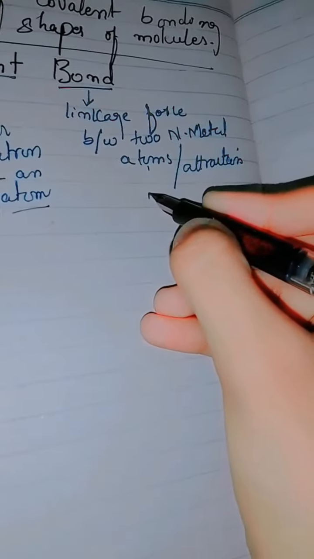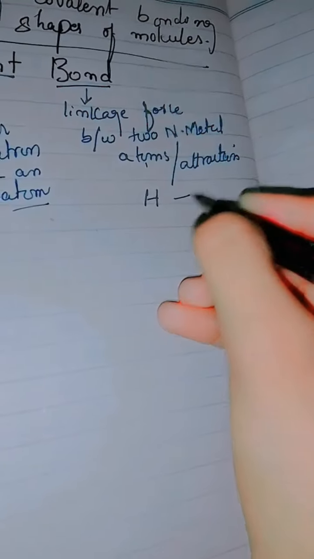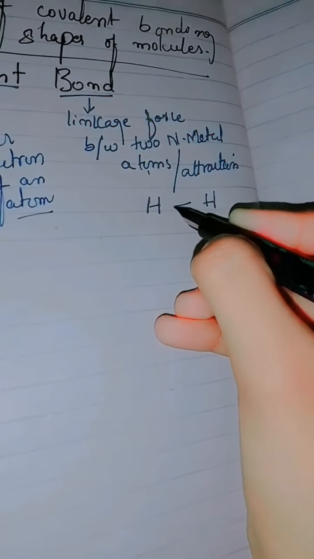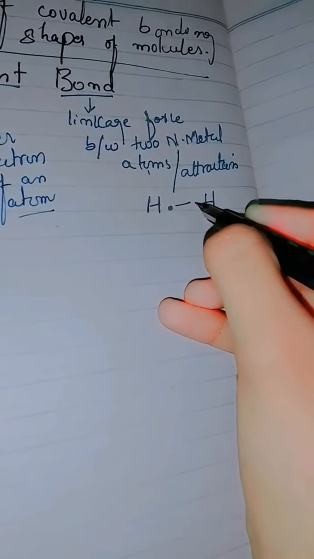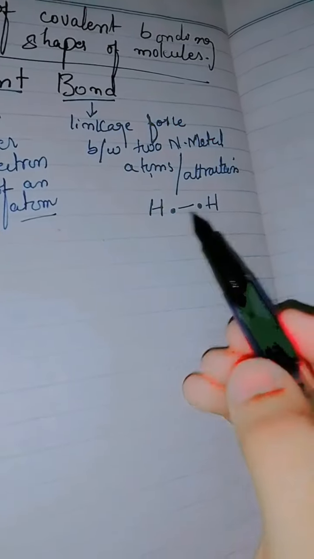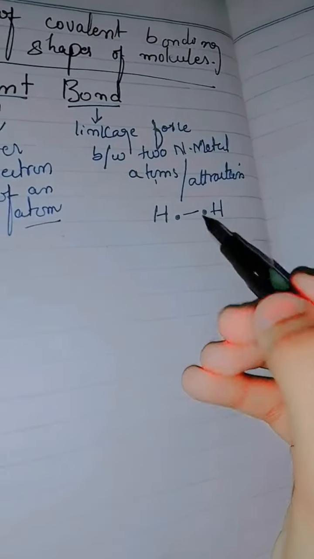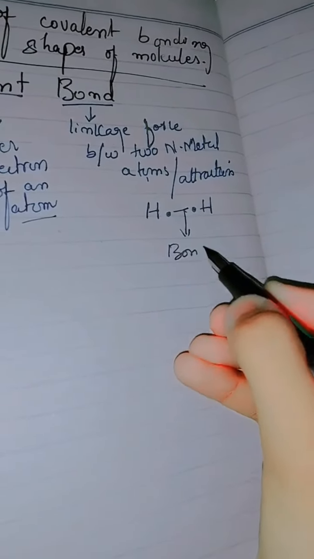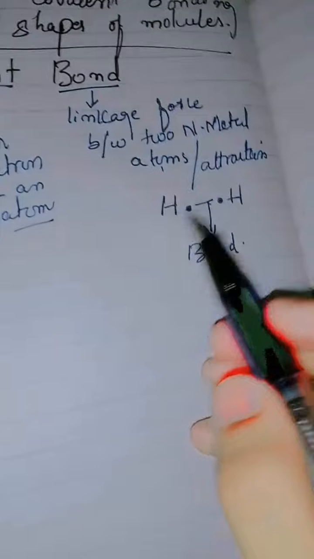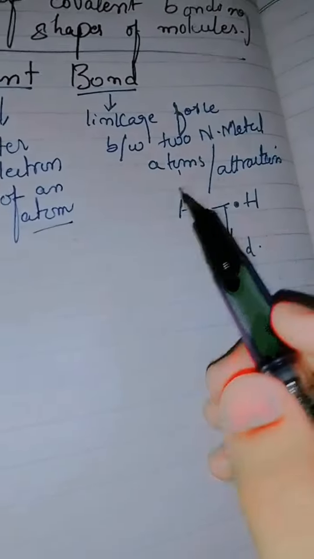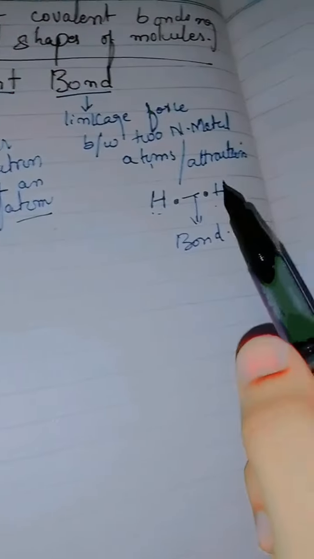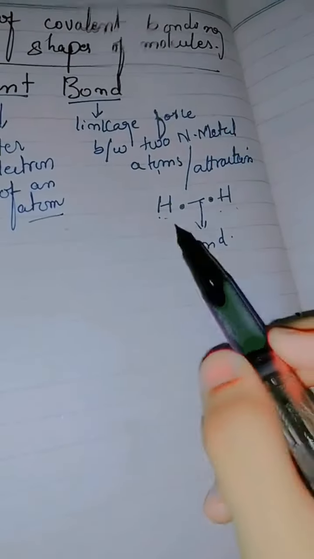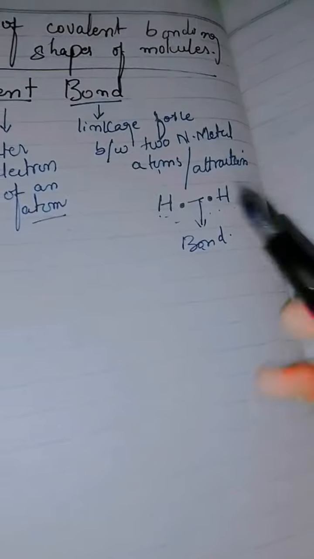Like if we talk about the bond H to H, the one electron of hydrogen and one electron of hydrogen, they share their electron. This is actually called bond, that is a linkage force between two non-metals. Hydrogen is a non-metal and that is also a non-metal, so the linkage force between two non-metal atoms is called bond.